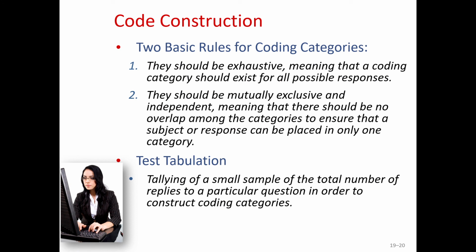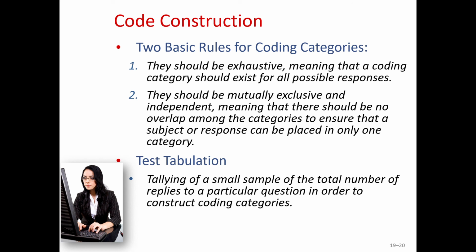Now the next topic is about code construction. There are two basic rules for code construction. The coding categories should be totally exhaustive, meaning that a coding category should exist for all the possible responses. With categorical variables, making categories exhaustive is not a problem. Trouble may arise when a response represents a small number of subjects, or when responses might be categorized into a class not typically found.